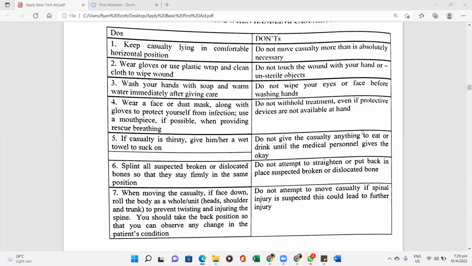So when moving the casualty, if face down, roll the body as a whole unit, head, shoulder, and trunk, to prevent twisting and injuring the spine. You should take the back position so that you can observe any change in the patient's condition.